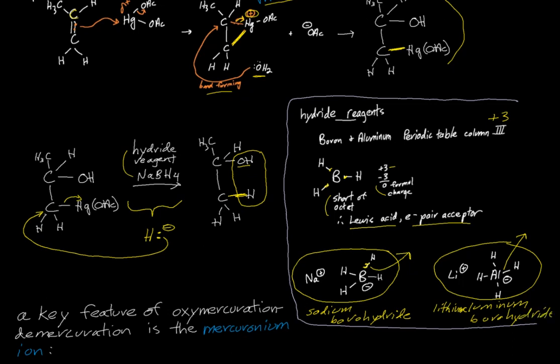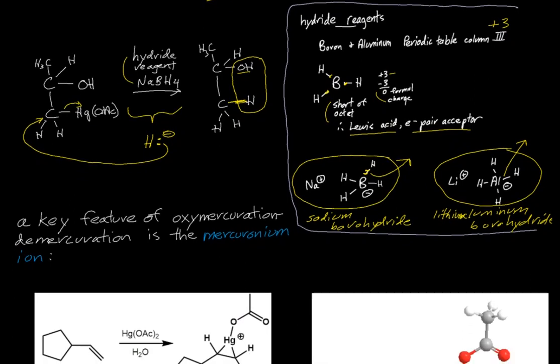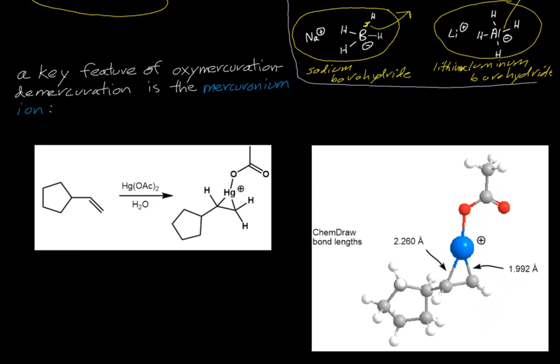So in the oxymercuration, demercuration, in the demercuration step, we use sodium borohydride simply to add or deliver the equivalent of a H- ion. The key feature of the oxymercuration, demercuration, that makes it so precise in where the OH adds is the mercuronium ion itself. So in our earlier example of this molecule giving us problems, I think it was a similar example, the mercuronium ion formed is here.